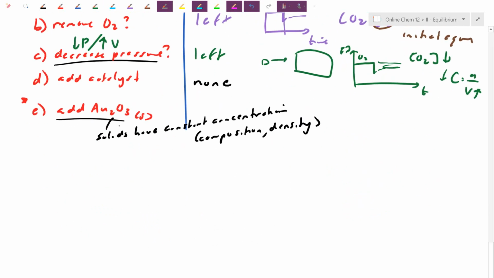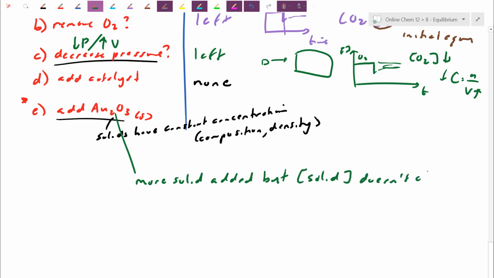So let me just write that down in words for you here. Keep that in mind. We may have more solid in the system, more solid added, but the concentration of solid doesn't change. And this is going to become important in our next chapter. The concentration of solid doesn't change, which is why we can ignore it in our KEQ expression.